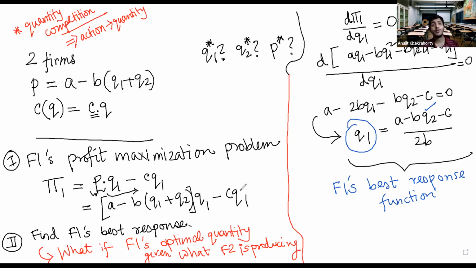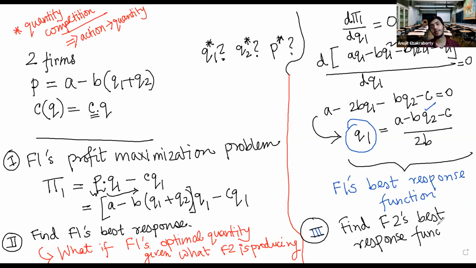Now, how do we find the rest? Okay, so that is firm one's best response function. We need to find both players' best response functions, and they must be mutually best responding, right? So step 3 is going to be to find firm 2's best response function.